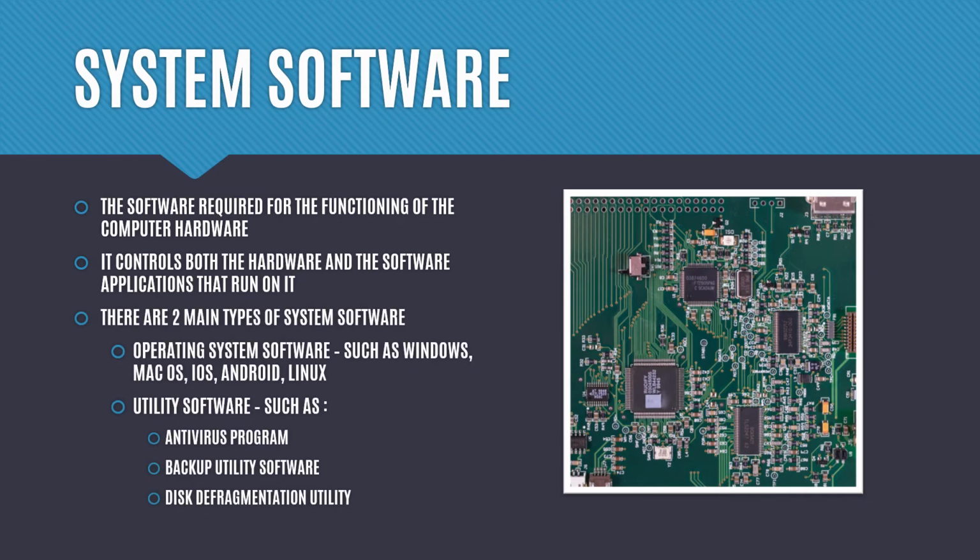Now system software is further divided into two main parts. The first part is operating system software. The second part is utility software. Let us discuss both these parts.